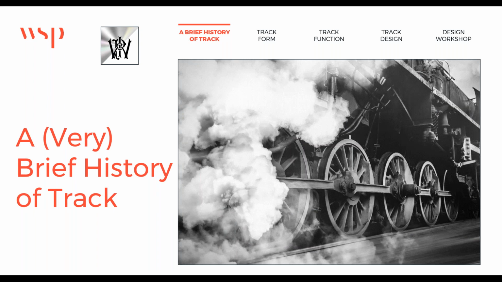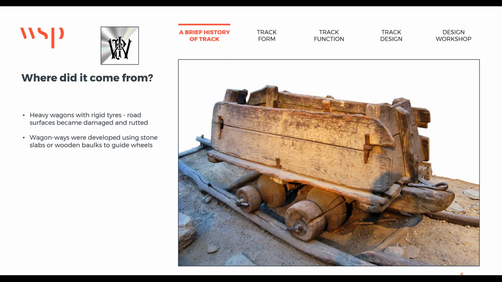Okay, a very brief history of track then. So answer the question, where did it come from? Well, until the middle of the 19th century, all wheel transport involved wheels with rigid rims. Rubber tyres with air inside them, pneumatics, hadn't been invented yet. And on the regularly used routes, most road surfaces and the foundations for them were very quickly damaged by the heavier wagons with rigid wheels, creating ruts on the paving or road surface.